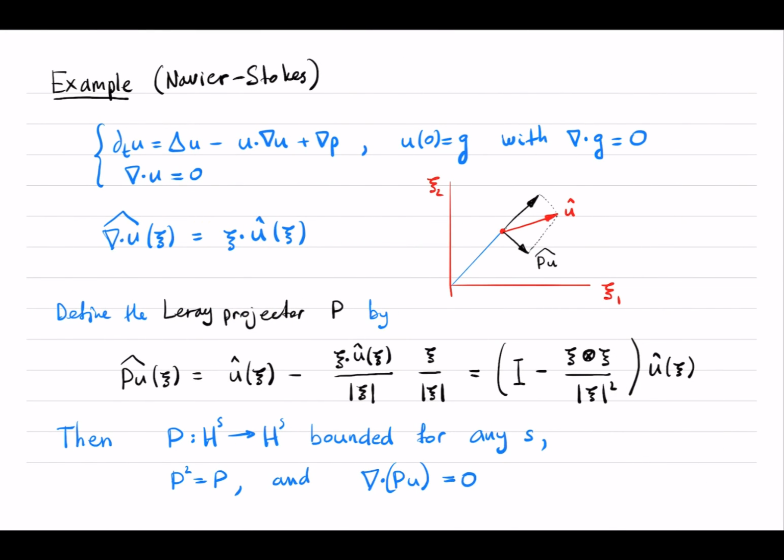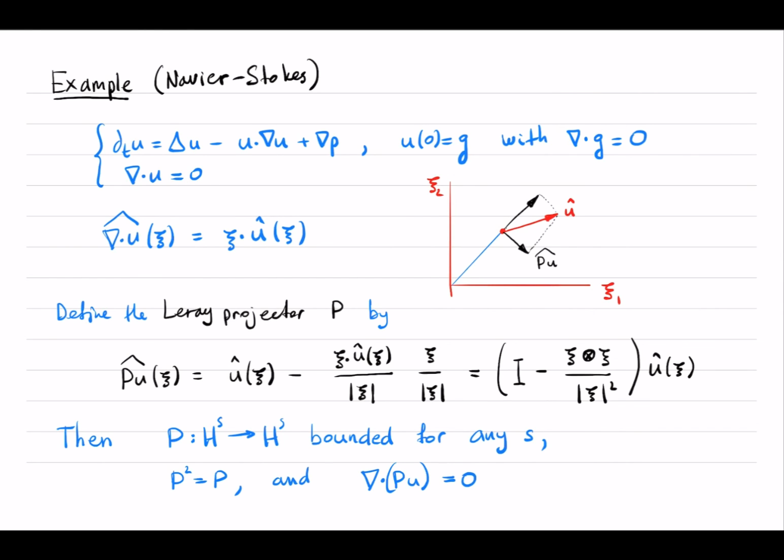Another important example is, of course, the Navier-Stokes equation. Now, in the Navier-Stokes equation, you have a vector unknown u and a scalar unknown p. U is called the velocity field, and p is called the pressure field. We only have initial data for the velocity field, and initial data is required to satisfy this divergence-free condition. And in addition to this evolution equation that gives you the time derivative of u, we also have this constraint that says that u must be divergence-free.